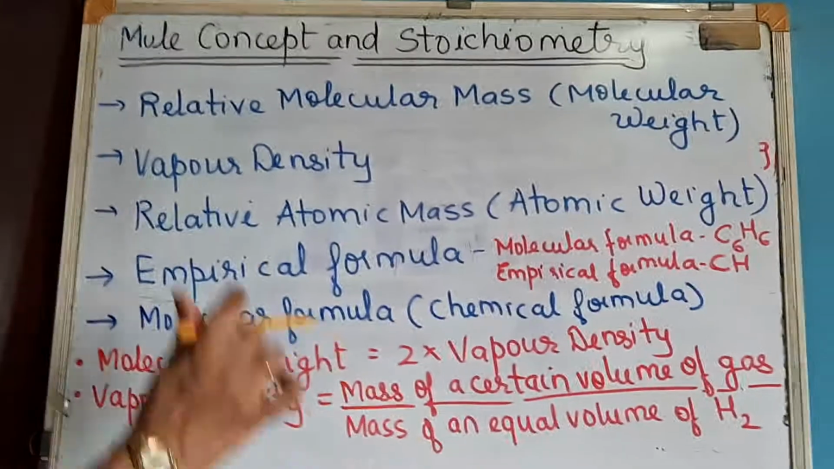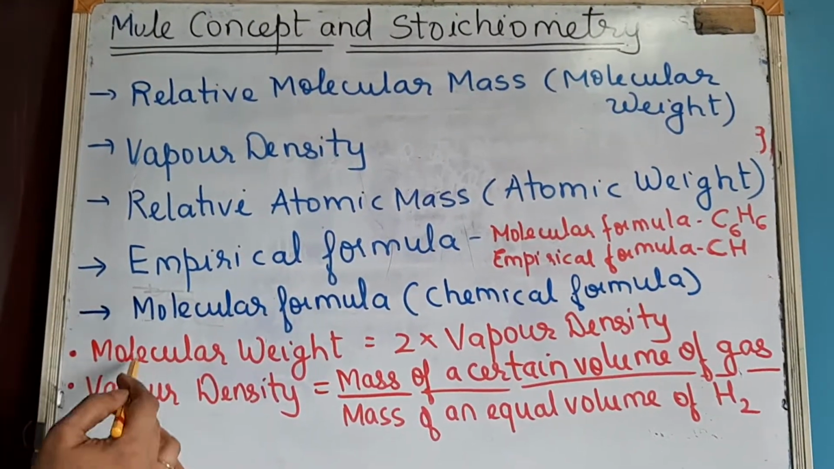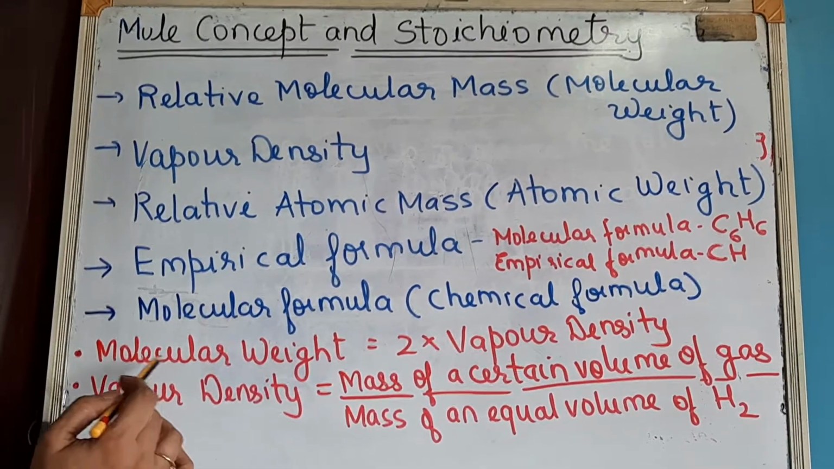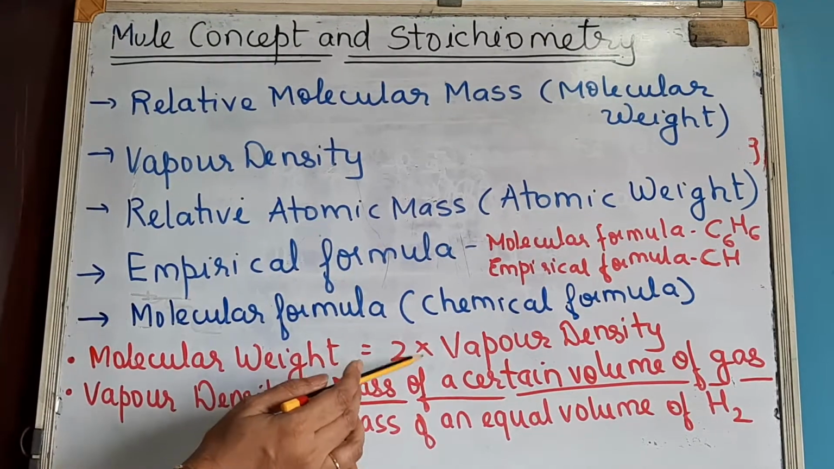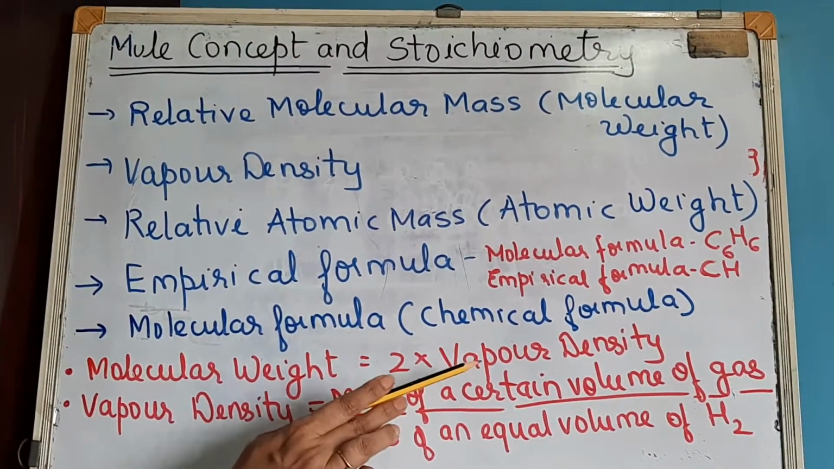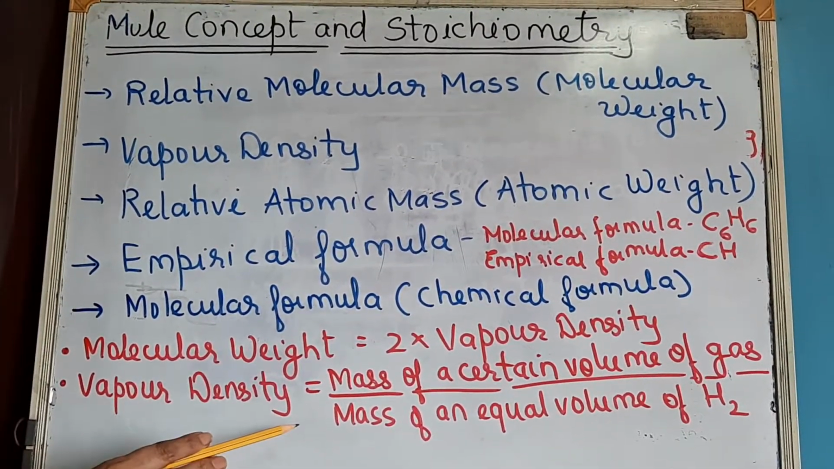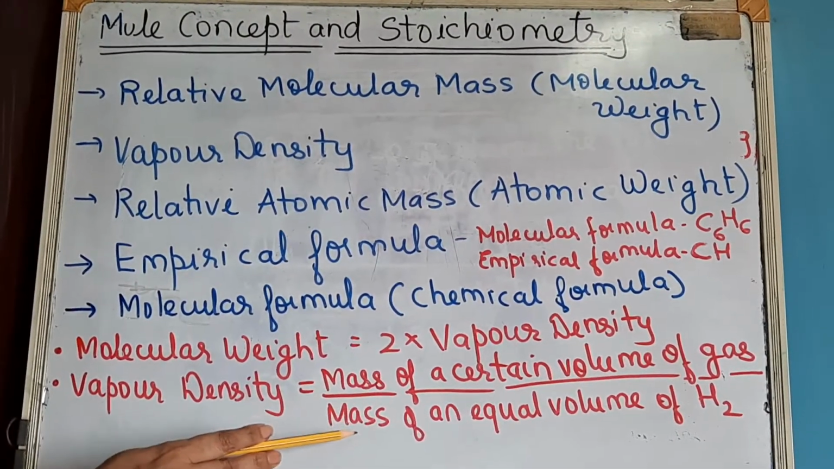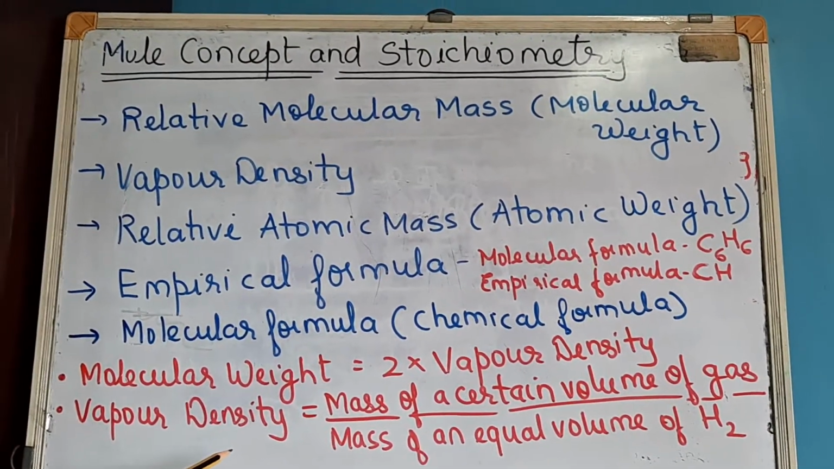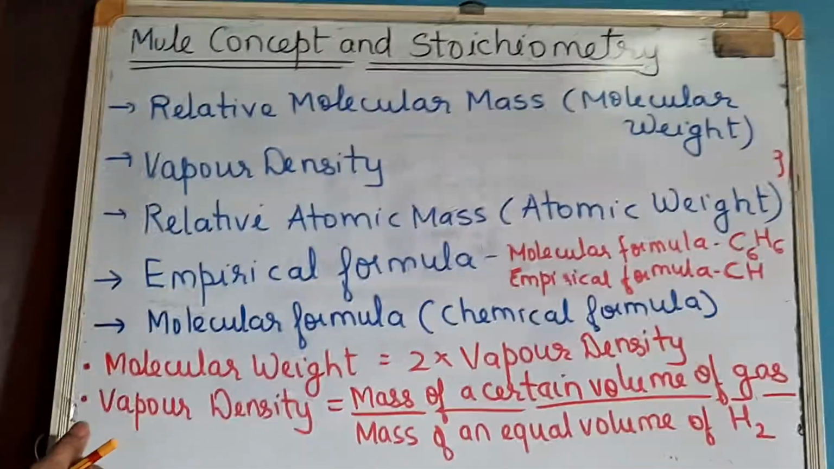Is it clear? So these 5 definitions are part of the theory. Now these formulae you have to remember, because numericals will be based on them. Molecular weight is equal to 2 into vapor density. You don't have to know the proof for this. The second formula is vapor density equal to the mass of a certain volume of a gas upon the mass of an equal volume of hydrogen. Now we'll have a look at the next part and write down these definitions in the notebook.